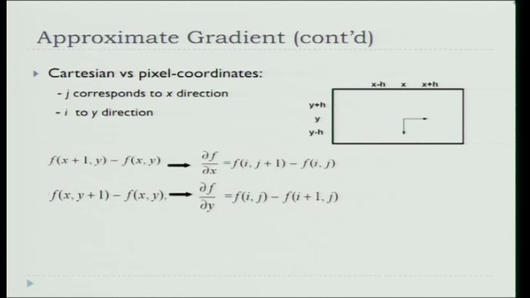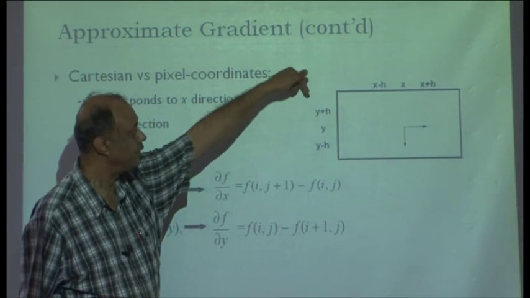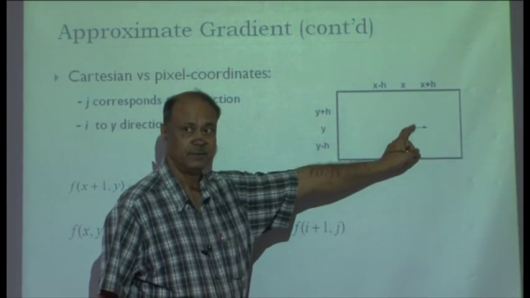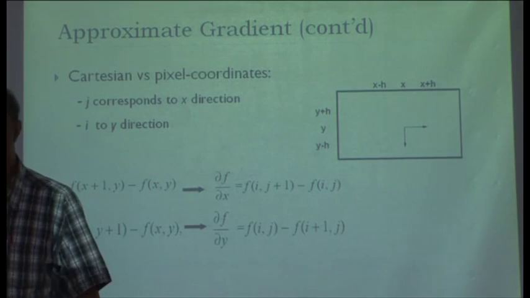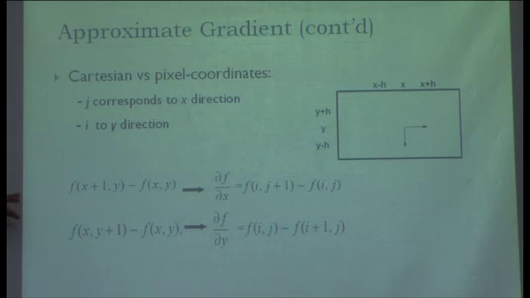But that is in the Cartesian domain. Now, you need to know what happens in the pixel domain, because in the pixel domain there is no x and y, you have i and j. In an image, it is first row, second row, third row, fourth row, and so on. So row is pointing to your y and column is pointing to your x. So, correspondingly you have to change this.